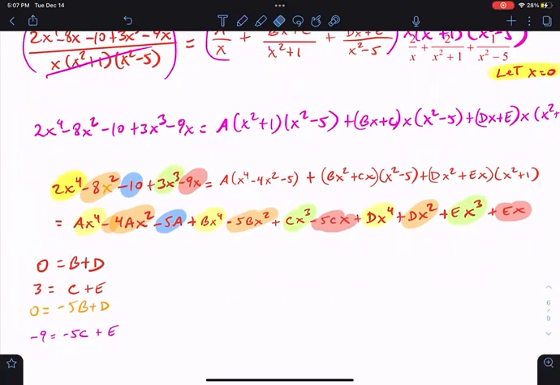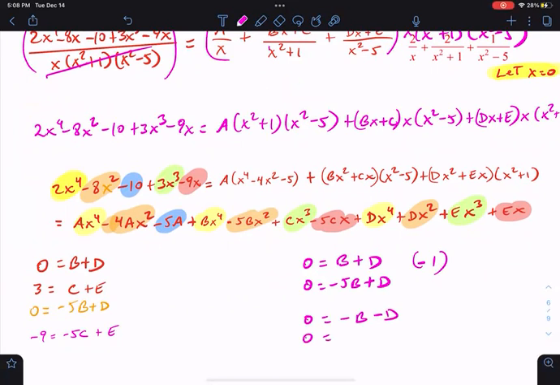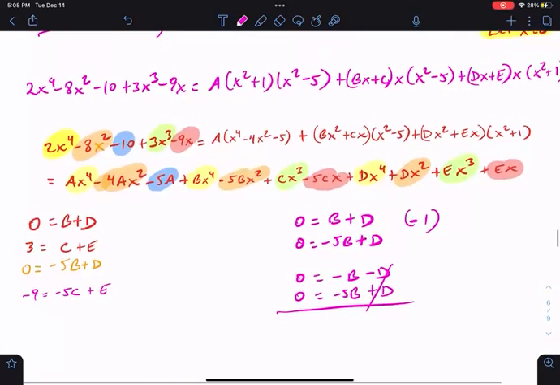So I have these things here, right? So I have 0 equals b plus d, and then I have 0 equals -5b plus d. So I need to multiply the first equation by -1. So let's see what happens. So 0 equals -b minus d, and 0 is -5b plus d. So this disappears, right? So you get -b. Actually, it's -6b, right? Because we're combining the first equation. So that's going to be -6b. Anyway, b is 0.